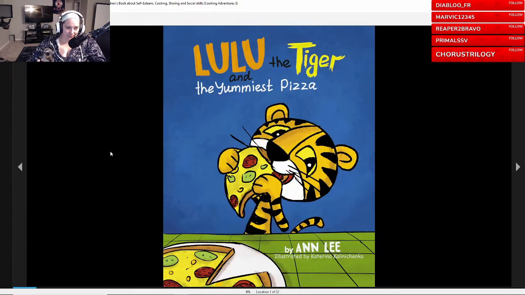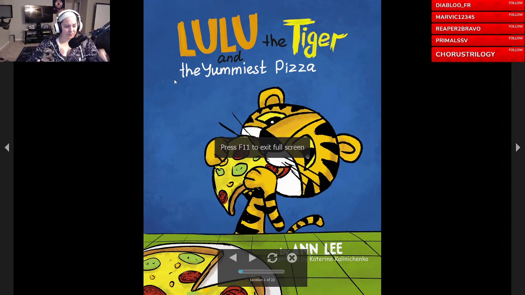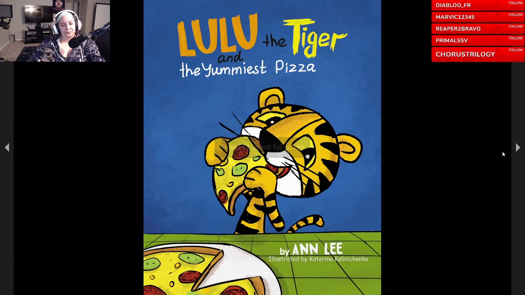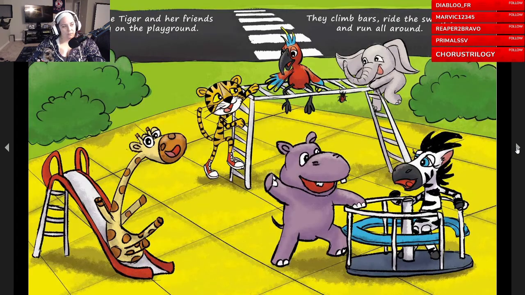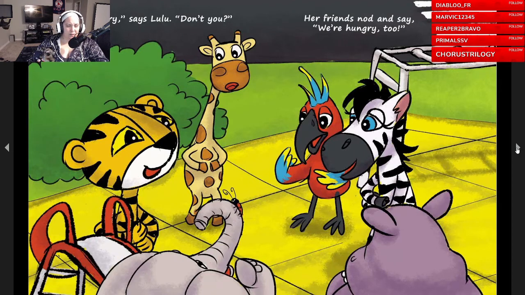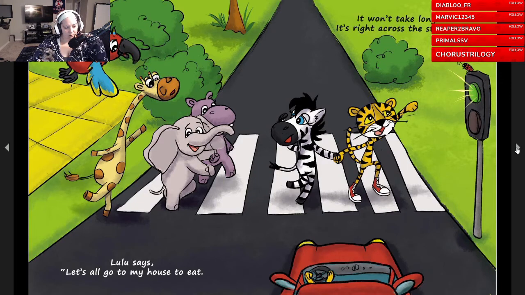LULU the Tiger and the yummiest pizza. LULU the Tiger and her friends play on the playground. They climb bars, ride the swings, and run all around. "I feel so hungry," says LULU. "Don't you?" Her friends nod and say, "We're hungry too." LULU says, "Let's all go to my house and eat. It won't take long. It's right across the street."